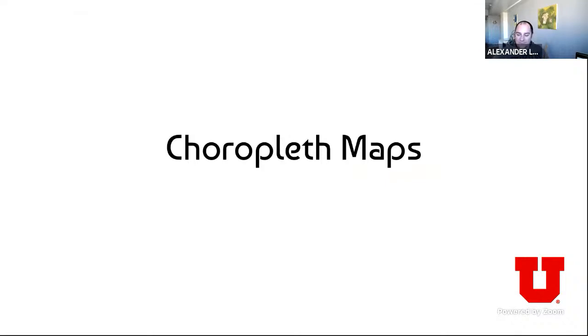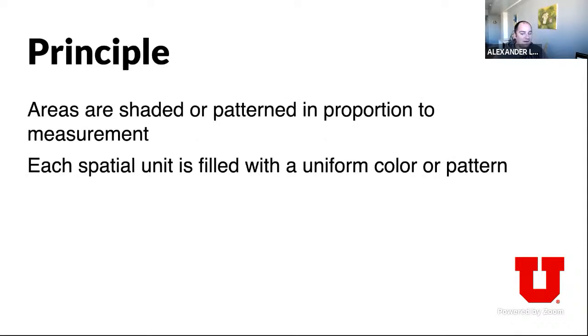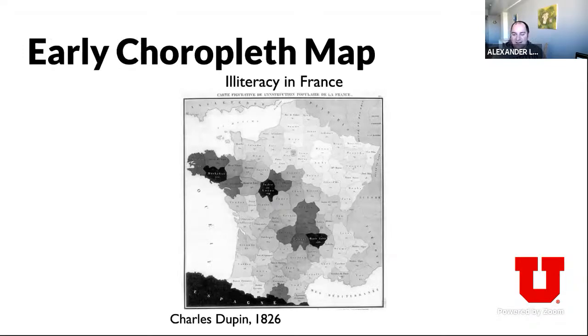One of the most common things, because it's so easy to do, is these choropleth maps. Choropleth maps are areas shaded or patterned in proportion to some measurement, and the spatial units are filled with a uniform color or a pattern. That's what we saw earlier in the map that Trump tweeted. We have pretty early examples of that. Here is a map of French districts and illiteracy in these districts in a choropleth example. And of course, it's useful to highlight these spatial trends.